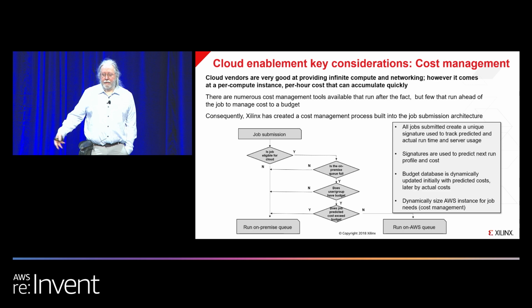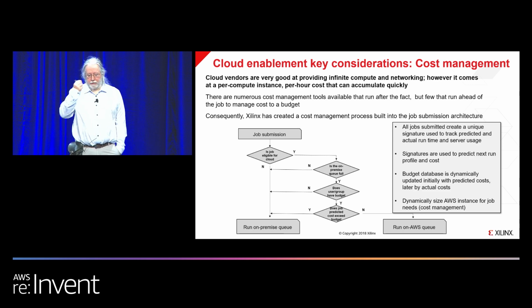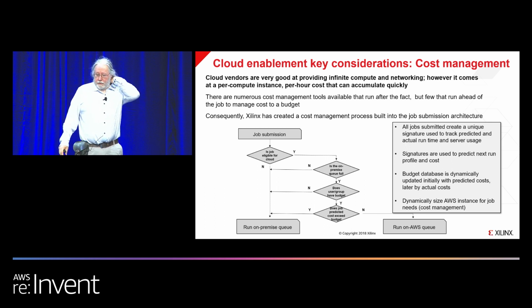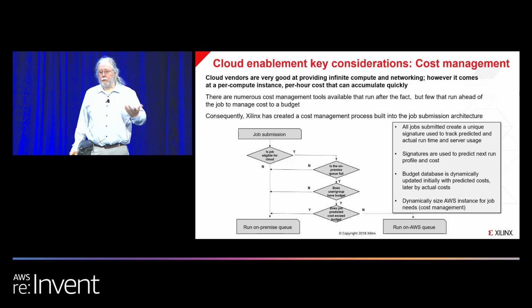So what we do, and this fits in nicely with the burst model, is when a job is submitted, first of all, we ask, is it eligible for the cloud? Can it run on the cloud, or is it just a flow that we haven't qualified yet, so it runs on-prem? If it is eligible for the cloud, the first thing we ask is, is the on-prem queue full? Because if I've got machines sitting there doing nothing, and we've already paid for them, you might as well use them, because it's free. So if we have capacity on-prem, we just run the job there.